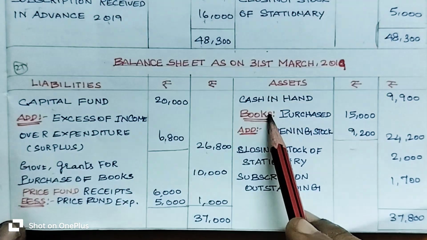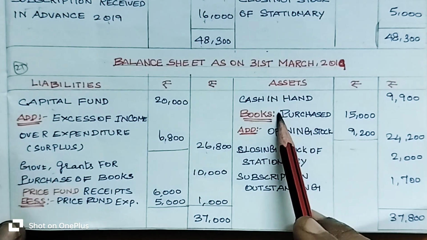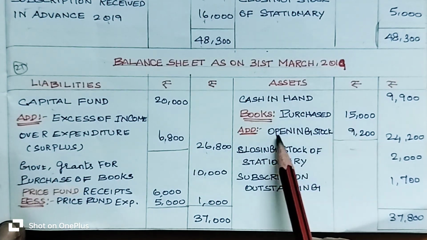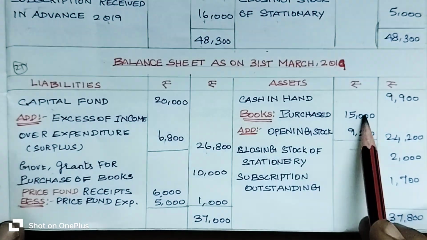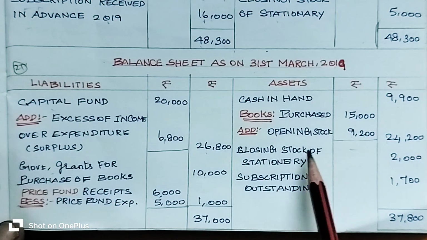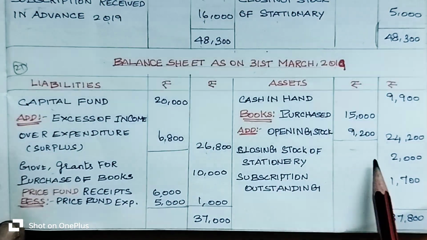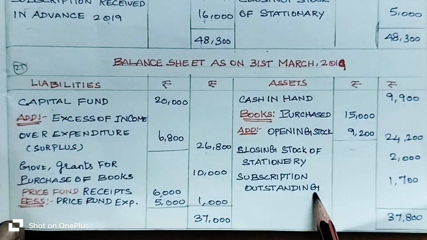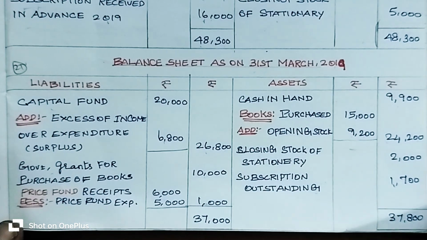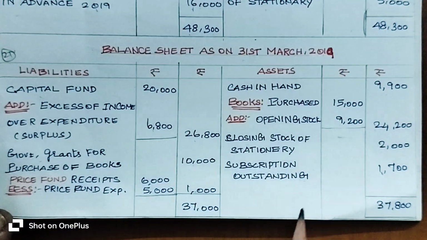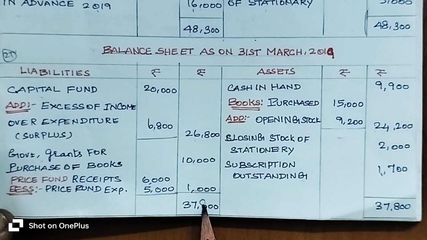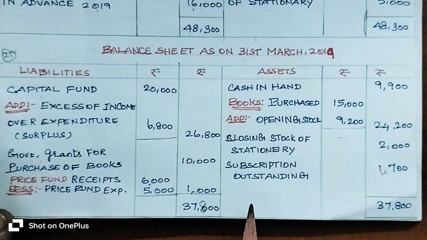Listen, books is an asset item. If you purchased books, it will appear on the asset side, 15,000. Then the opening stock of the books, 9,200. After adding, you will get 24,200. Then closing stock of the stationery, 2,000 rupees. Subscription outstanding, 1,700 rupees. Then the asset and liabilities total is 37,800 rupees, on both the asset and liability side.